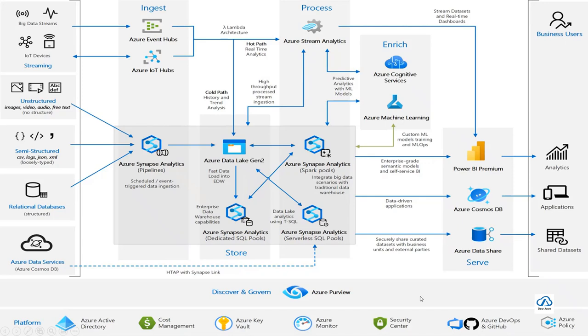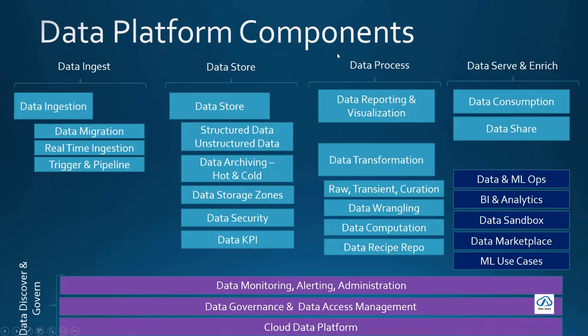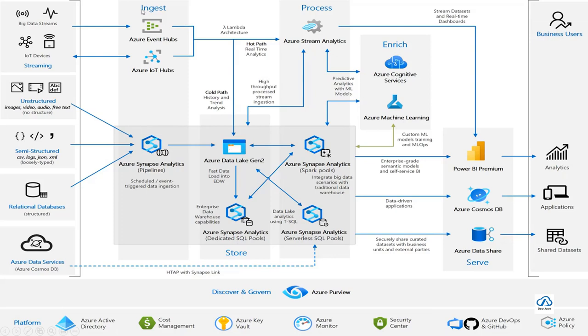Now with Azure, what can you get? This is a reference architecture from the Microsoft Azure site, where all those things that I mentioned, from data ingestion to store to process to data serve, and also data discovery and governance, it's giving you everything. If you have streaming from different IoT sources and big data streaming, you use Azure Event Hub or IoT Hub to ingest the data. Then you use Azure Stream Analytics to take the data from IoT Hub or Event Hub, process it, and show it in Power BI in real-time streaming as a dashboard, or you send it to a cognitive service or machine learning approach to process the data.